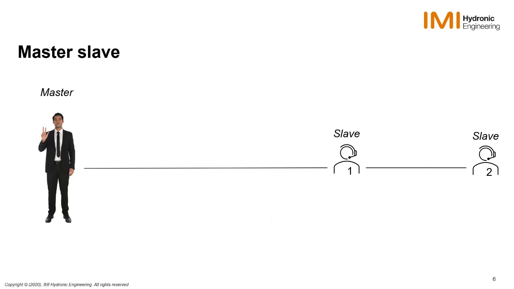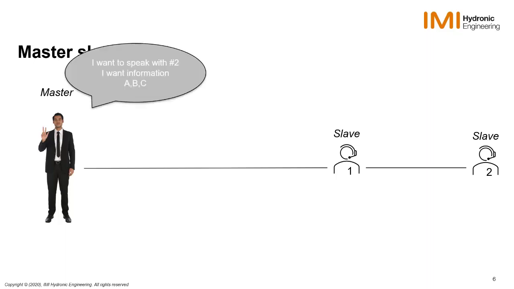So we're going to look at how a typical communication in Modbus looks with this master-slave principle. What the master does is ask a question to the network. The master says that he wants to speak to someone, and what information it wants to receive. So it could say, I want to speak with number 2, and I want information A, B, and C from this slave.